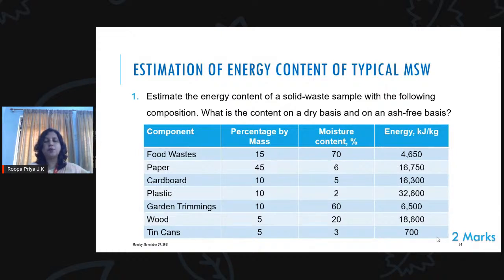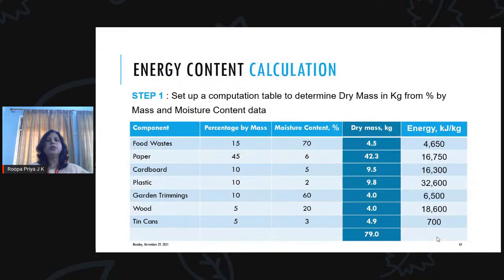So this is the question given, and we have to evaluate the energy content on a dry basis and on an ash-free basis. So this is how we compute or calculate the dry mass. We know that the dry mass is calculated using the formula which we have used previously in computing the moisture content. According to this computation, we have dry mass in kg from the percentage by mass, which is in column 2, and the moisture content data, which is in column 3. So according to this evaluation, we have the dry mass in kg for each and every component of the solid waste mentioned here in the table, and the total dry mass in kg, which is produced by all these components given in the table, is 79 kg.